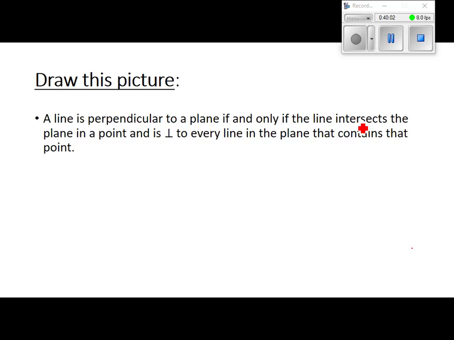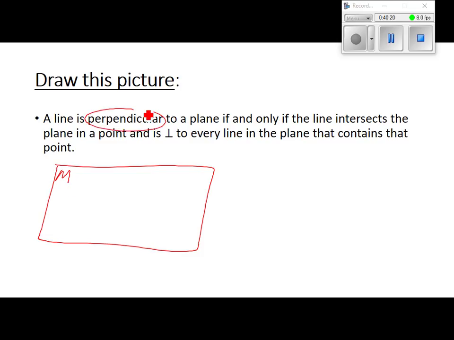Wow, that's good. You got a line that's perpendicular to a plane. What's the first thing I'm going to draw here? Plane. Probably draw the plane first, right? Give me a letter so we can name that plane. M. So I'll put M right there in the corner. So we got plane M. We got a line that's perpendicular to it. What's perpendicular mean again? Intersects at 90 degrees, makes a right angle.